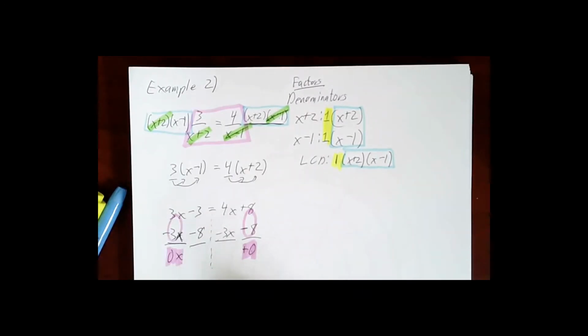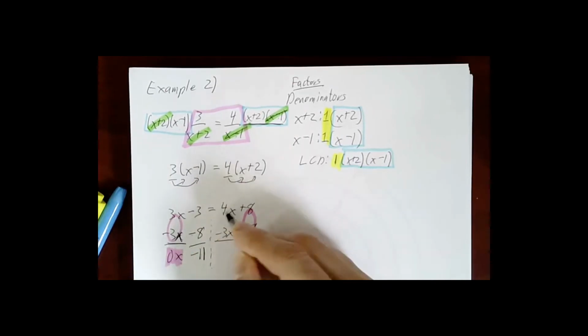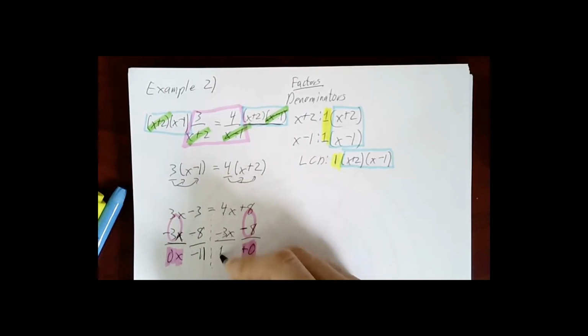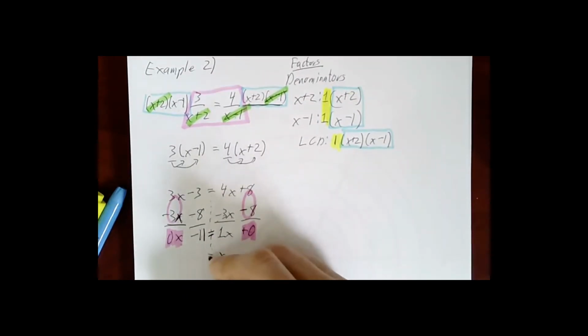I now do all of my adding and subtracting all at once. Negative 3 minus 8 is negative 11. 4x minus 3x is 1x. The equal sign stays where it's at. This right here is my final answer. X will equal negative 11.